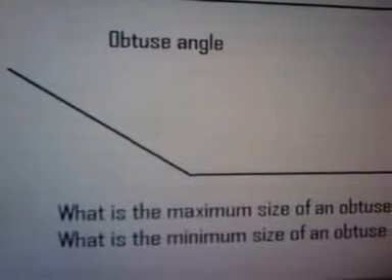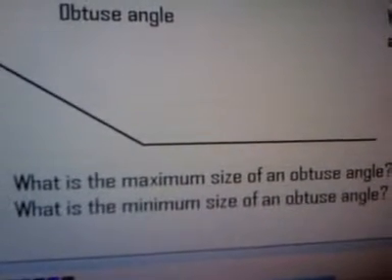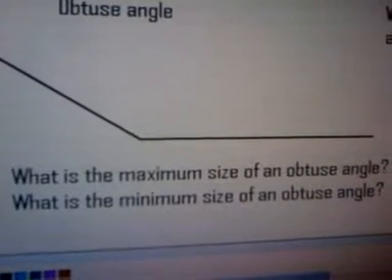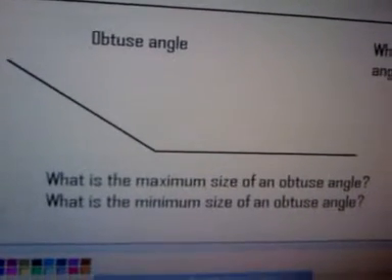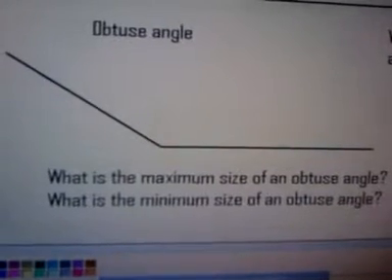Now we have an obtuse angle. What is the maximum size of an obtuse angle? What is the minimum size of an obtuse angle? The maximum size of an obtuse angle is 179 degrees. The minimum size of an obtuse angle is 91 degrees.